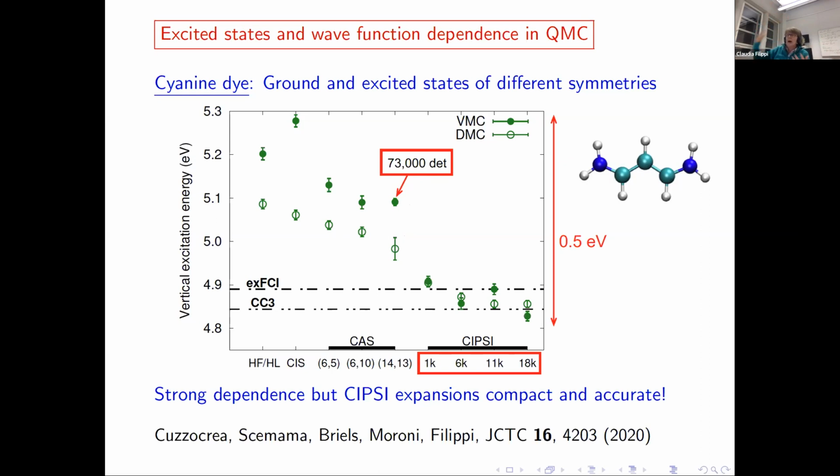Maybe there is something up there you haven't considered, which CIPSI can actually probe in this expansion in determinant space. And indeed, here I'm showing much more compact wave functions. This is 1,000 determinants for ground and excited states, and we go up to 18,000. But we can see the variational and diffusion Monte Carlo are now very close to each other. That's the excitation energy, and we are also extremely close to the best results in the literature. So the wave function is compact, and the result is accurate.